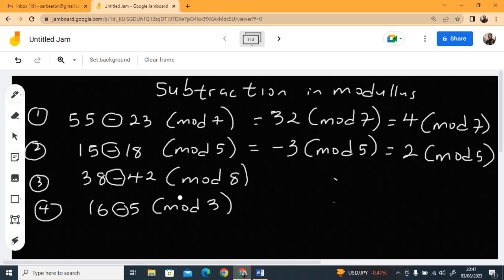38 minus 42. Look at this one again. 38 minus 42 will give us minus 4. Isn't it minus 4? That should give us minus 4. So here should be minus 4.